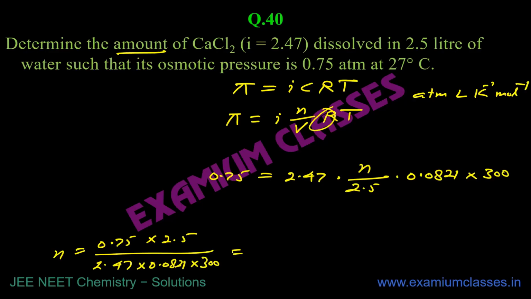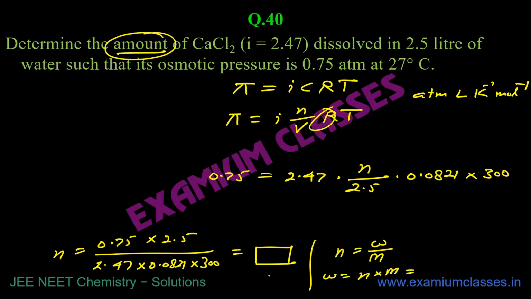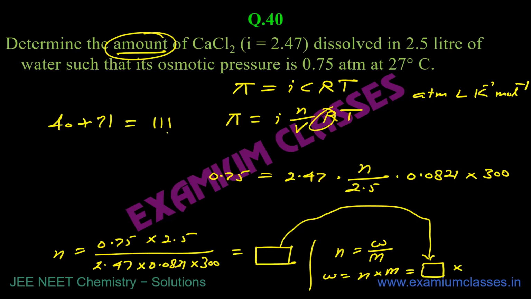Okay. So do this calculation. Once you have the value of N, you will convert it to mass because you need to calculate the amount. So now you have the number of moles equals W by M. From here, W is equal to number of moles into molar mass. Number of moles obviously you will get from here. And molar mass of CaCl2, you can calculate, or is it given? No, it is not given. So it will be 40 plus 35.5 into 2, which is 111. Those many grams.